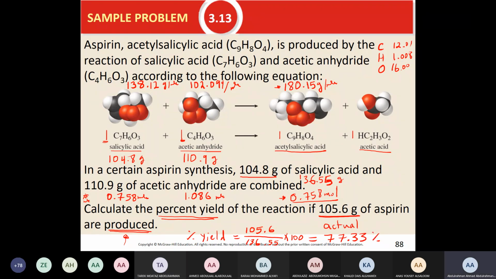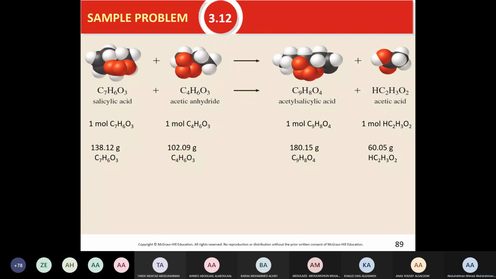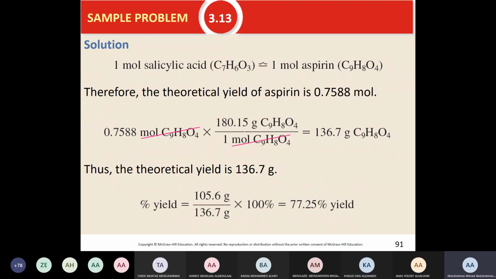No unit. Is this clear? Doctor, easy. Yes. What's the theoretical? By calculation. That's exactly the right answer, which is good.